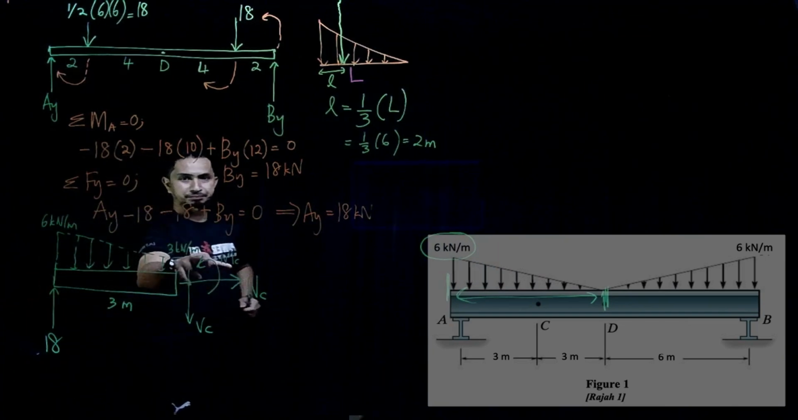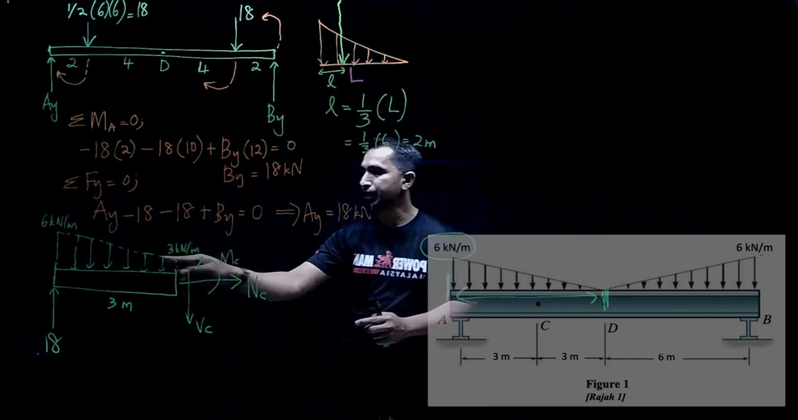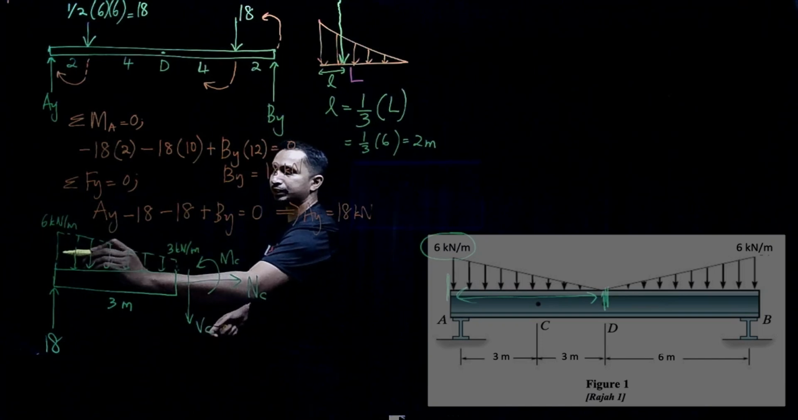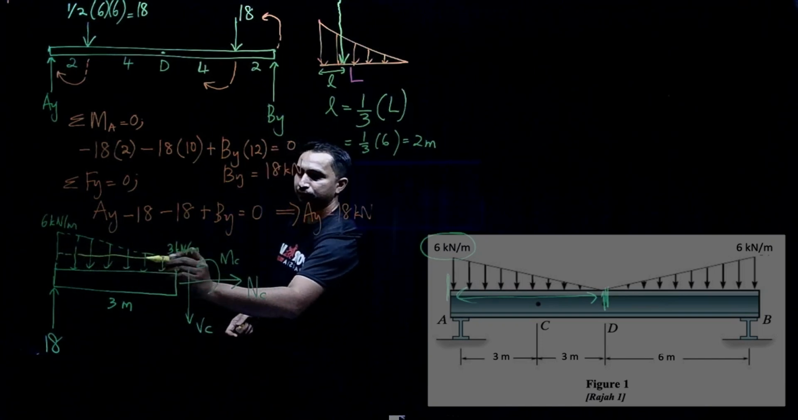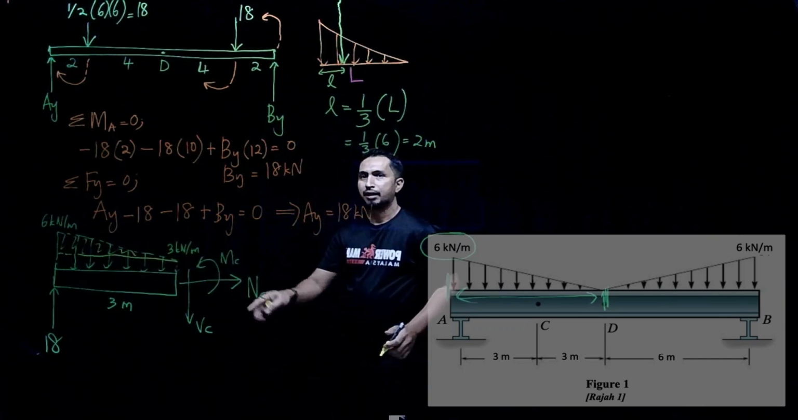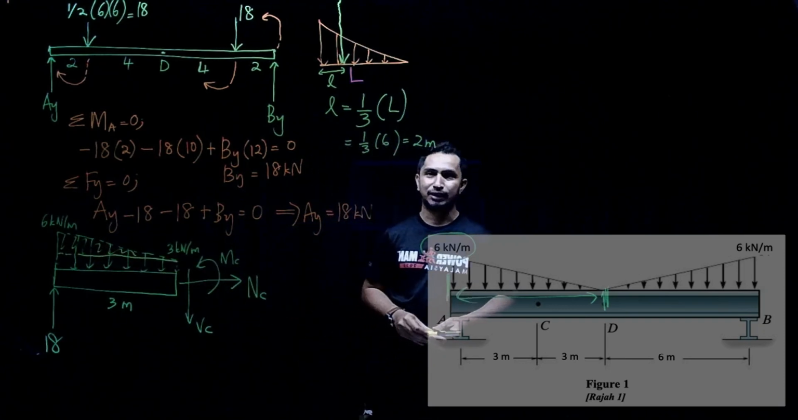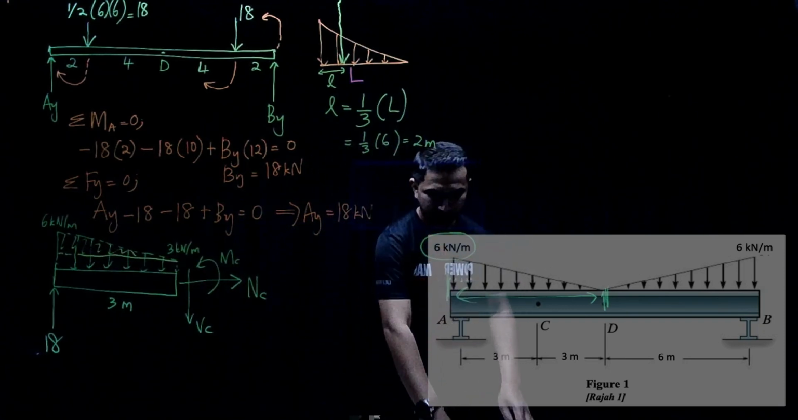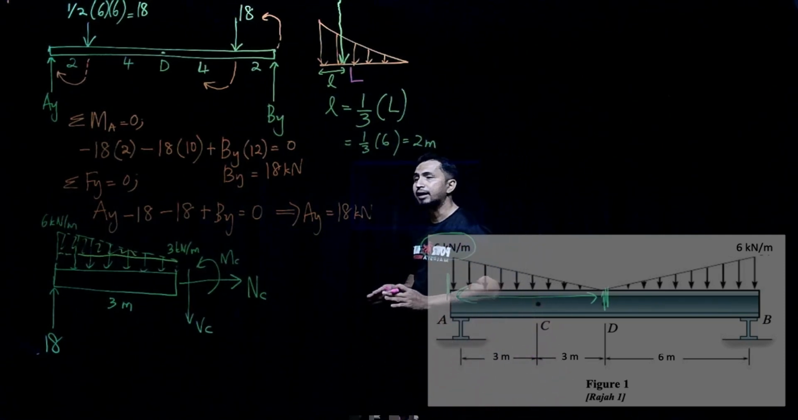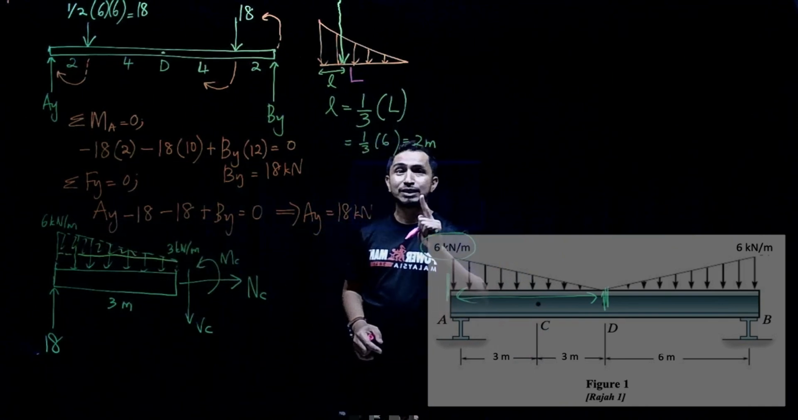So from this figure, we can divide it into 2 shapes. The first shape is the triangular shape, the upper one. The lower shape is the rectangular shape. As I said to you in the previous class, if we have distributed loading, then we cannot calculate. So we need to convert these two shapes into a single load.